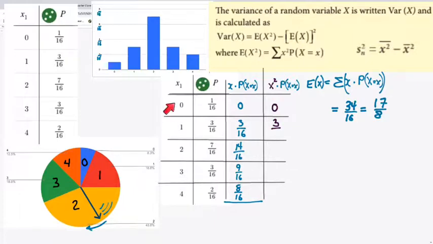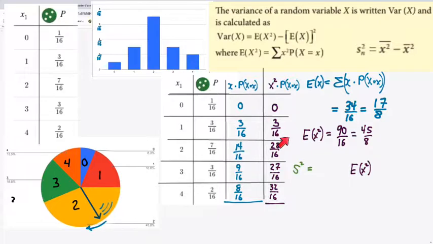Furthermore, I just have to take the x outcome and square it, the outcome squared times the probability. So we're going to take 1 squared times 3/16 is 3/16, 2 squared times 7/16 is 28/16, 3 squared times 3/16 is 27/16, and 4 squared times 2/16 is 32/16. Now I'm going to add all these together, and that is literally the sum of the squares. And so that's the E of X squared, which is what this says. This is the sum of the squared x values times the probability of that outcome. That's here.